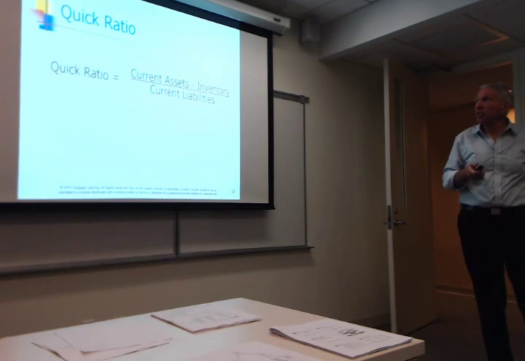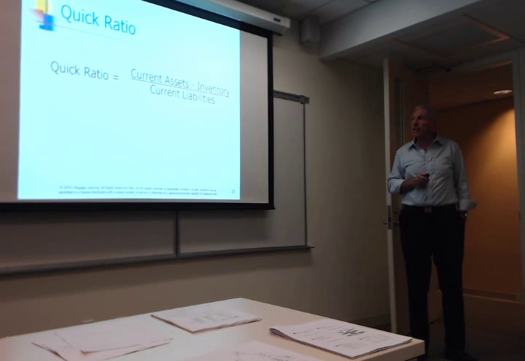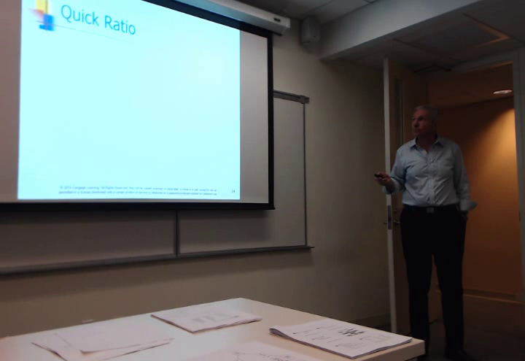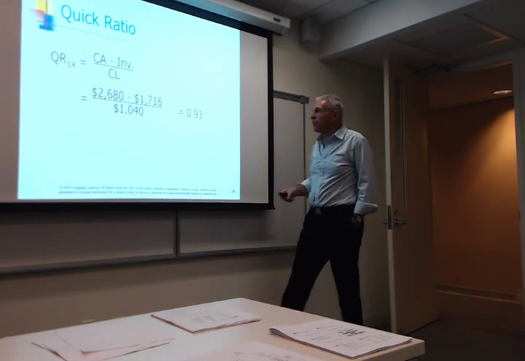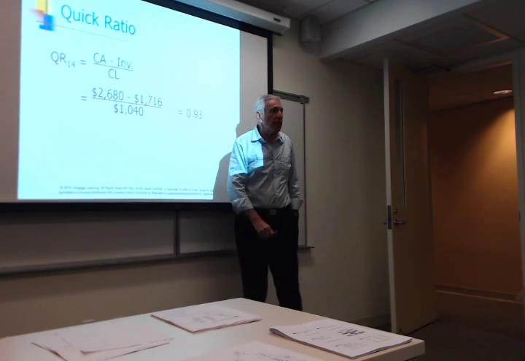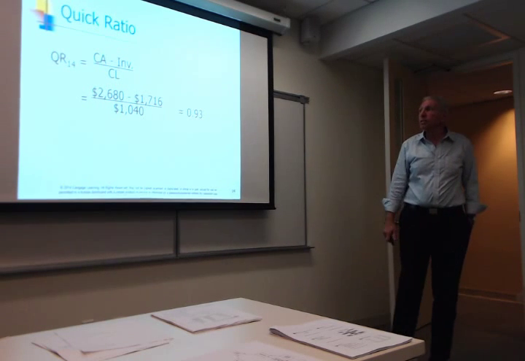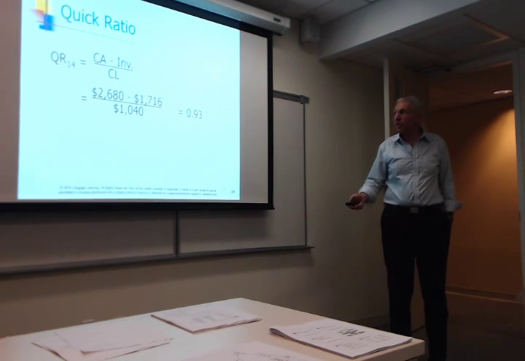Okay, so the quick ratio is basically what we saw before, current assets over current liabilities, but we deduct inventories from the current assets, so we're not giving any credit for that. So again, this is what we see here in the calculation, our 2,000,006, subtract out the inventories of 1,000,007, and then divide it by our liabilities, and we get a ratio of 0.93.